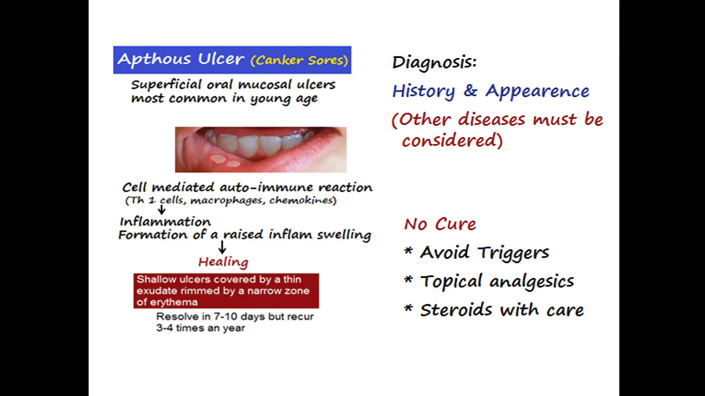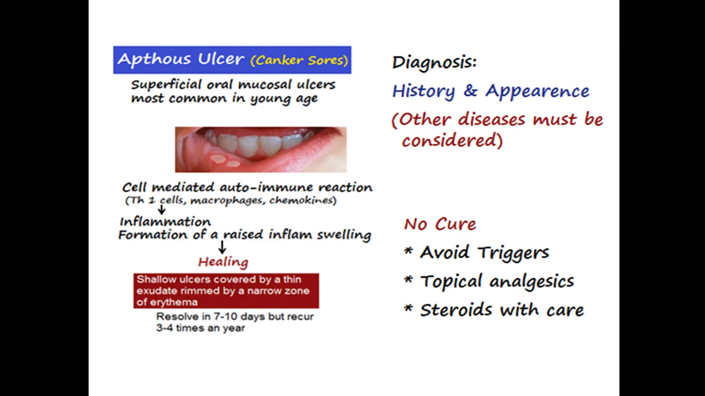There is inflammation, which results in the formation of a raised inflammatory swelling or bump, and when healing occurs, the surface membrane of the bump or inflammatory swelling is removed, and we can see the shallow ulcers which are covered by a thin exudate, and they are surrounded by a rim of erythematous zone, which represents the inflammatory changes in the nearby surrounding blood vessels.